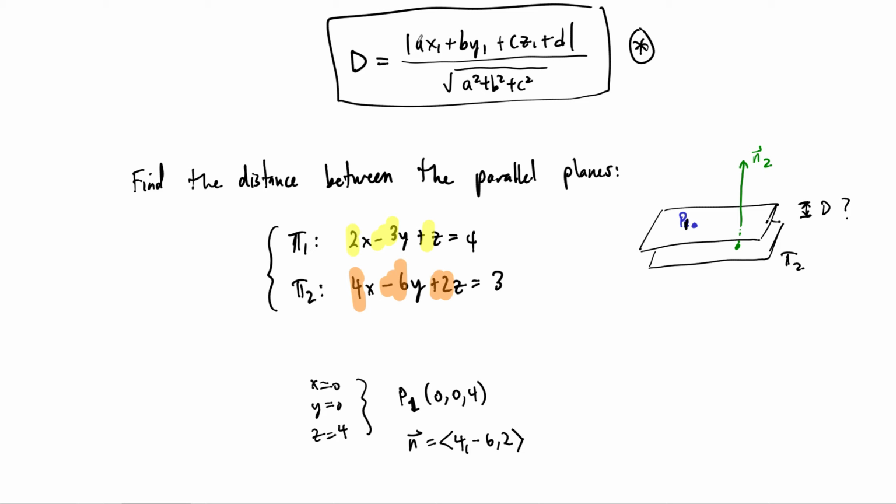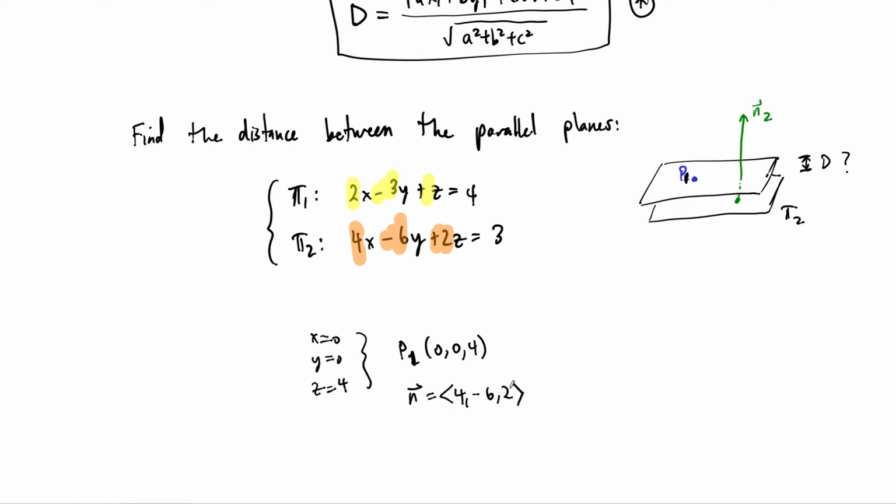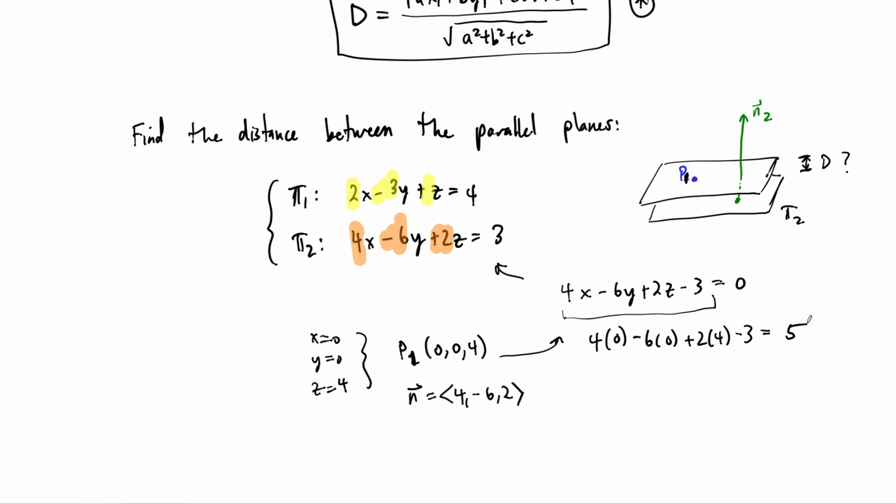And up here, look at what we have to do. We have to plug in the coordinates of the point from plane 1 into the equation for plane 2, see what happens, and then divide by the length of the normal vector. And that's all we have to do here. All right, so the first thing we need to do before we do it, just to make sure we don't mess up, is write this as 4x minus 6y plus 2z minus 3 equals 0. And then we're just going to focus on this side. So when this point goes in for x1, y1, z1, it becomes 4 times 0 minus 6 times 0 plus 2 times 4 minus 3, that's going to be 5.